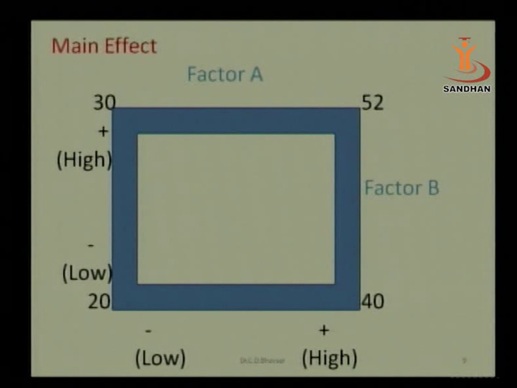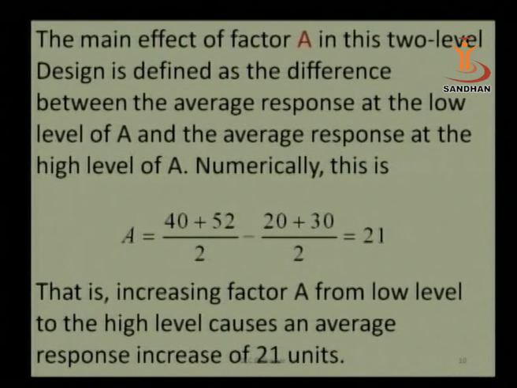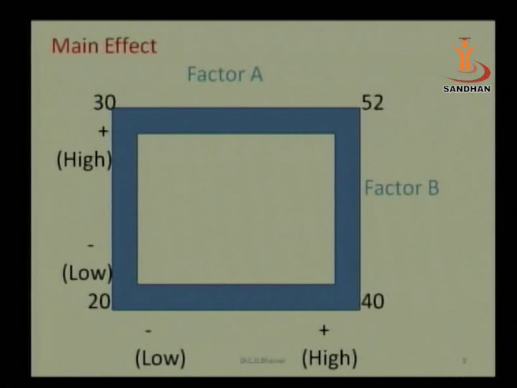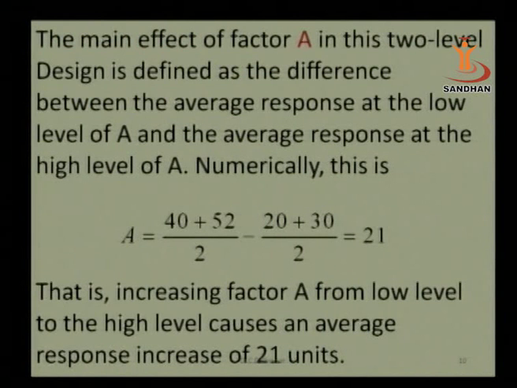In this we have two factors, factor A and factor B, at two different levels, high and low. Now we find how we can find the main effect for A and main effect for B. The main effect of factor A in this two-level design is defined as the difference between the average response at the high level of A and the average response at the low level of A. Numerically, A is equal to, as we can see in previous slides, (40 plus 52) minus (20 plus 30), divided by 2. The difference of this average is 21. So this is how we can find the main effect for factor A.